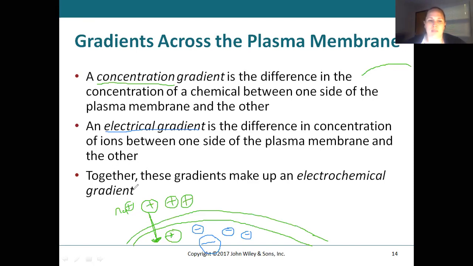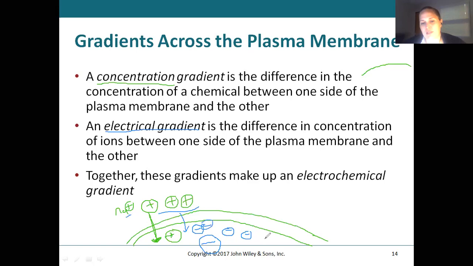And these ions are causing a difference in charge. So not only do you have a concentration difference of sodium, but you also have a charge difference between the inside and the outside of the cell. These positively charged ions that you see here are attracted to coming inside the cell because of the internal negative charge of the cell.